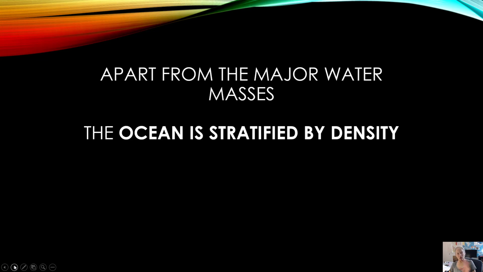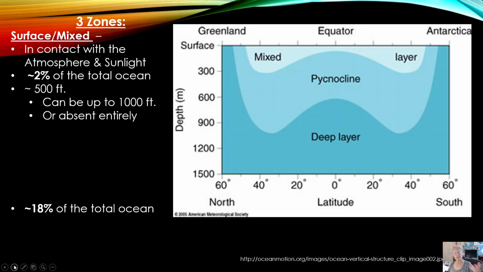All right, so again, apart from those major water masses like the Antarctic bottom and stuff like that I was talking about last time, the overall ocean is structured by density, right? Makes sense. The lightest stuff's going to be at the top, the heaviest stuff's going to be at the bottom. Overall, we call the surface layer the surface or mixed layer. What would it be mixed with, do you think? The atmosphere. That's where the oxygen and nitrogen and the gases can be interchanged.